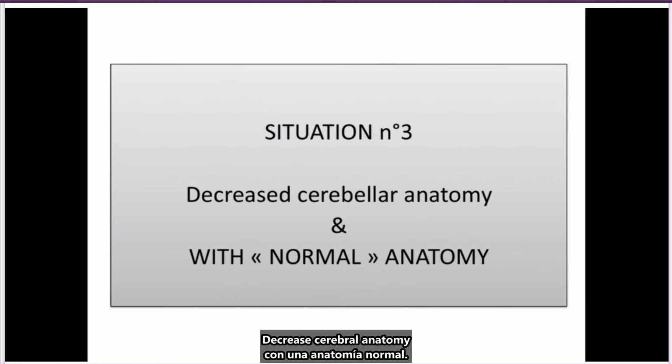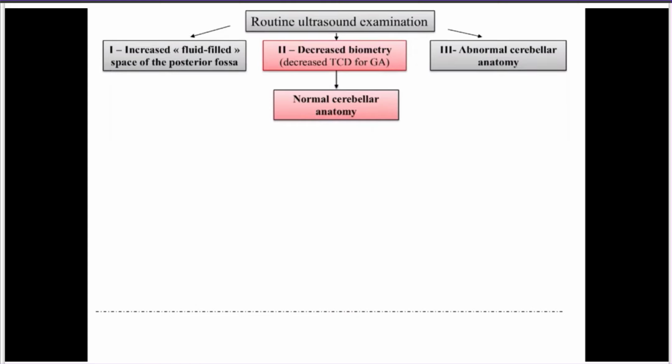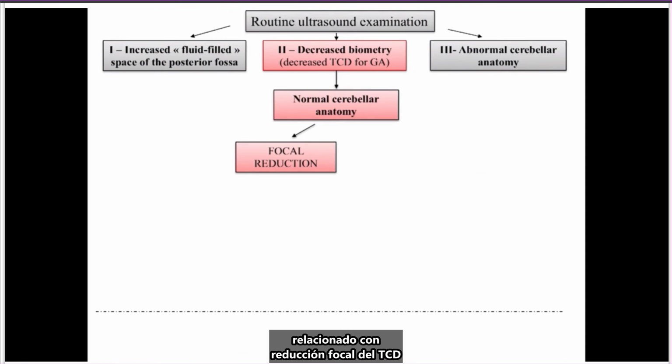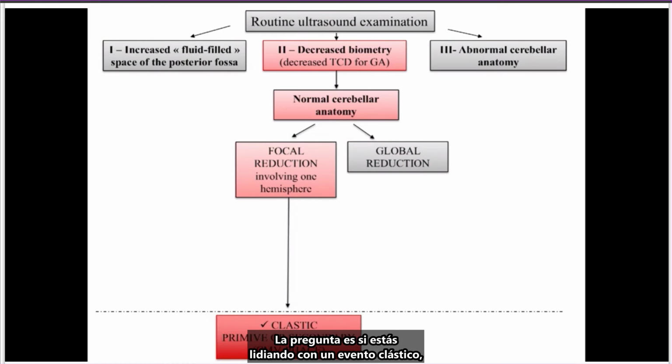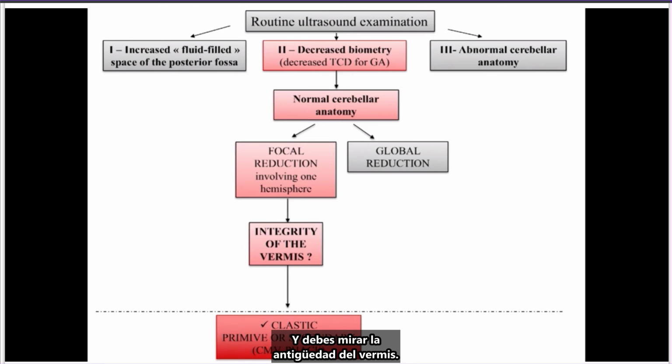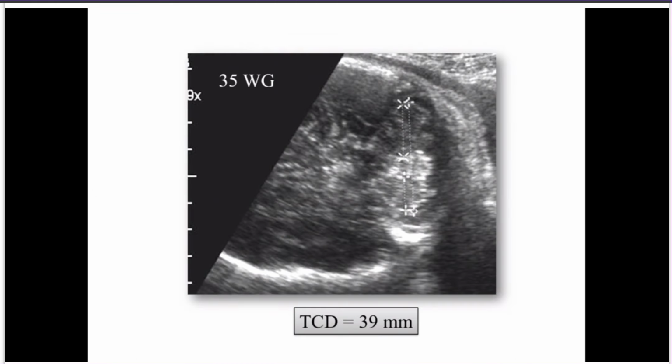Decreased TCD with a normal anatomy. That means the TCD is decreased, but you see 2 hemispheres and 1 vermis. In this case, the decrease can be related to a focal reduction of the TCD or a global reduction. If it's focal, it involves 1 hemisphere. The question is, are you dealing with a classic event, primitive or secondary to CMV or PHACE syndrome, and you have to look towards the integrity of the vermis. You are in this kind of situation.